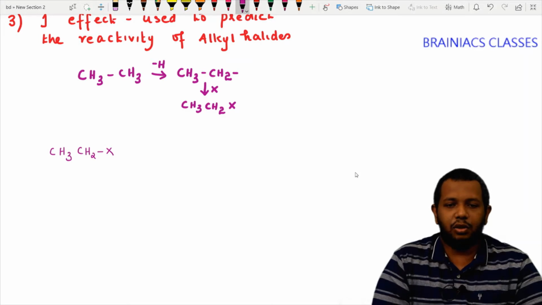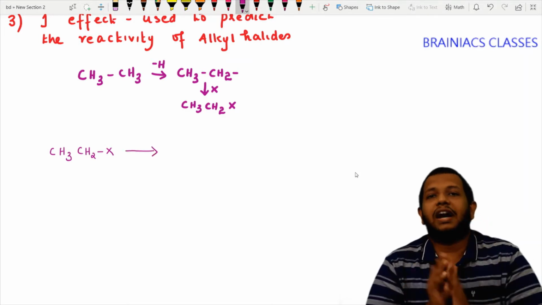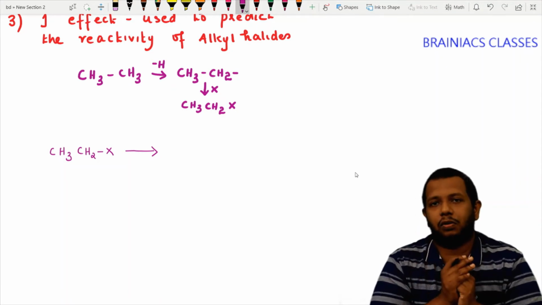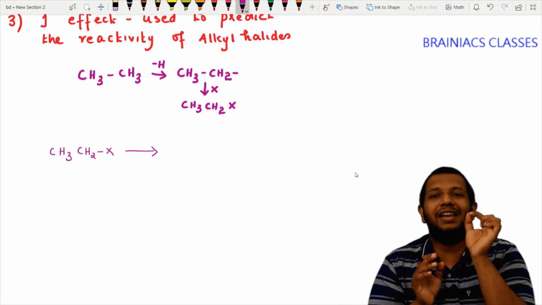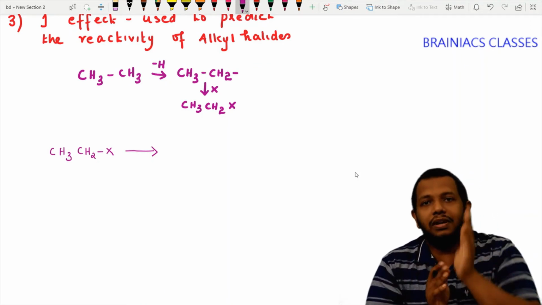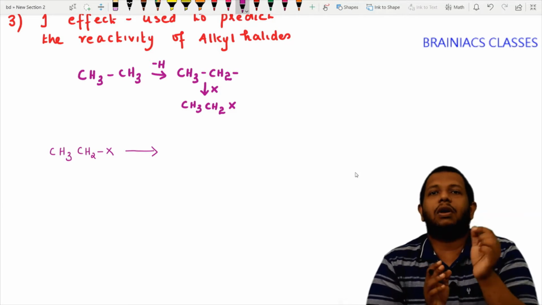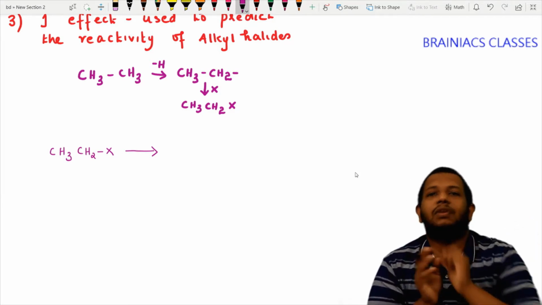During the course of the reaction, we know that all carbon-hydrogen bonds are non-polar bonds. Why do we say it is a non-polar bond? Because carbon and hydrogen have very little difference in electronegativity. That means when the bond is broken, one electron will move to the carbon and the other electron will move to the hydrogen.